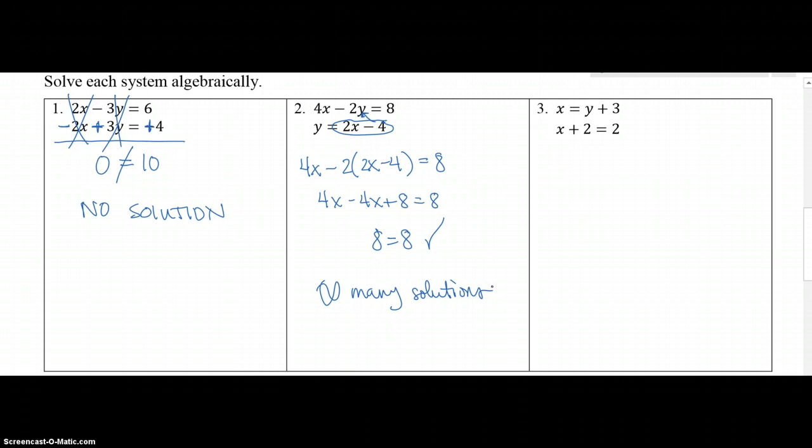Questions on that? On either one of those? Okay, number 3. What method is that set up for? Substitution. But before you begin, what's special about that second equation?